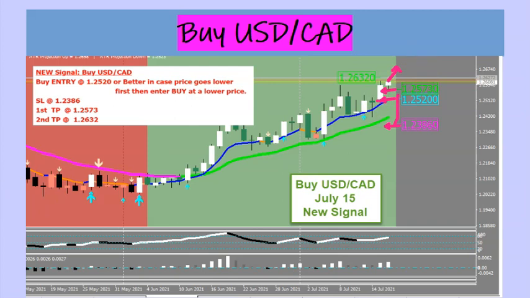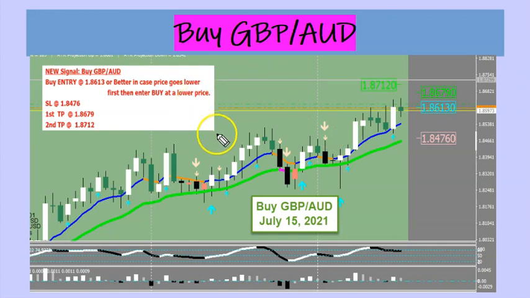Okay, so let me just take that off the chart. And let's get on to the next slide. And this was the last trade signal. You can see my last signal I sent out on July the 15th. It was the buy British pound Australian dollar. And here are the details of the email I send you.